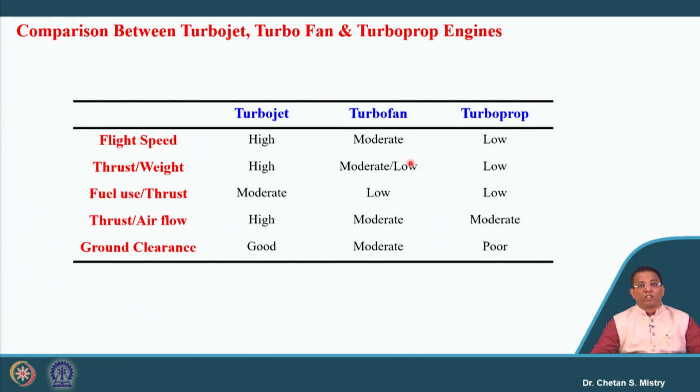Very next is thrust to airflow, what we can call specific thrust. This is highest for the turbojet engine. It is moderate for both the turbofan as well as the turboprop engine. Now when we discuss ground clearance between the engine and the ground, that is good for the turbojet engine. It is moderate for the turbofan engine, but as we have discussed, when we move to a high bypass ratio, very high bypass ratio or ultra high bypass ratio engine, then ground clearance becomes the issue with the turbofan engine. For the turboprop engine, ground clearance is a major challenge. That is poor. Okay, so all of this is in relative terms. Be careful about what we put in terms of points, it varies from engine to engine. But in general, this is our understanding.